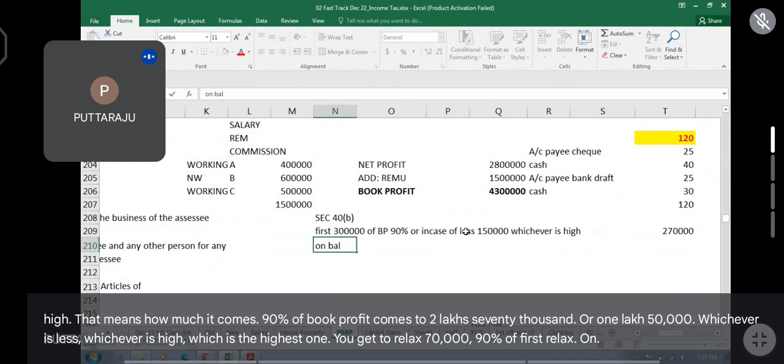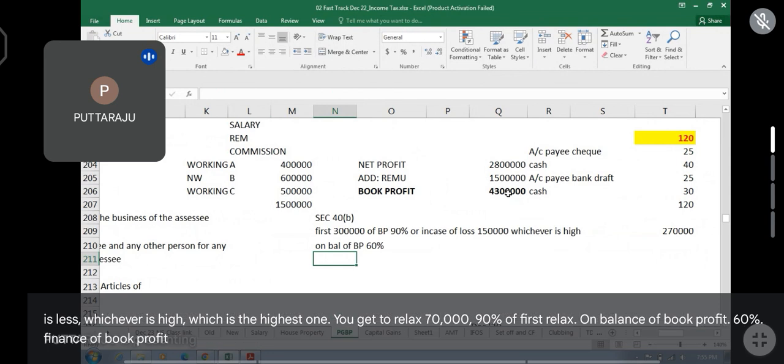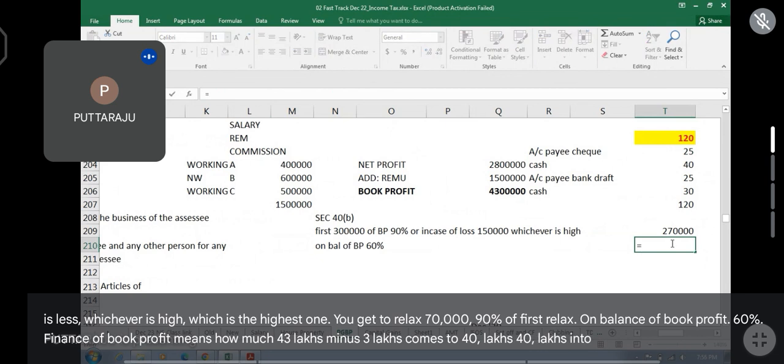On balance of book profit, 60%. Balance of book profit means how much? 43 lakhs minus 3 lakhs comes to 40 lakhs. 40 lakhs into 60%, how much?